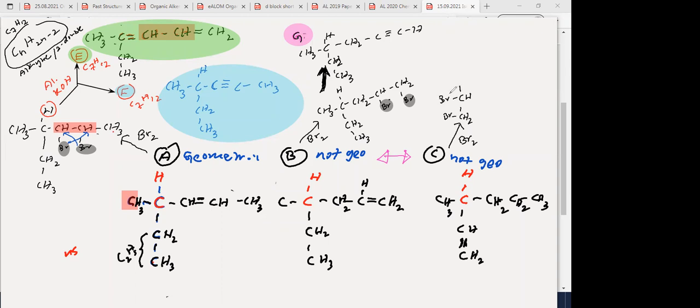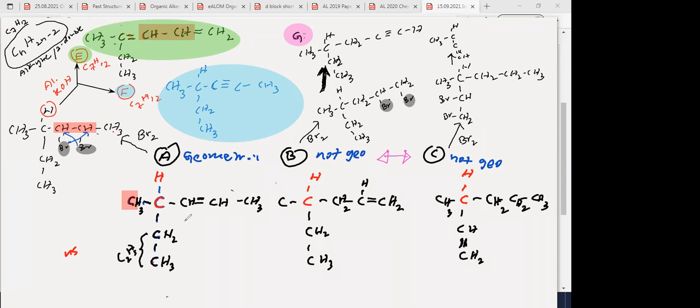And then you get C, this side CH2, CH2, CH3, here hydrogen, and here CH3. When you remove HBr, what is the structure forming again? You get here C, here you get H, CH3, and a triple bond, C, this one CH.